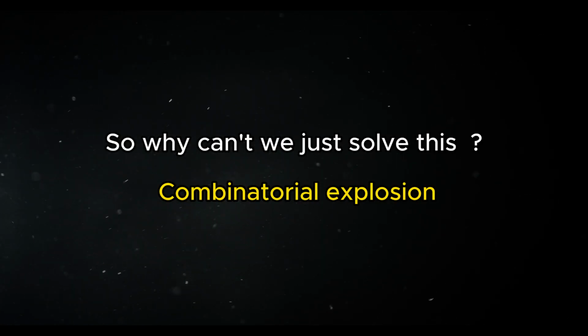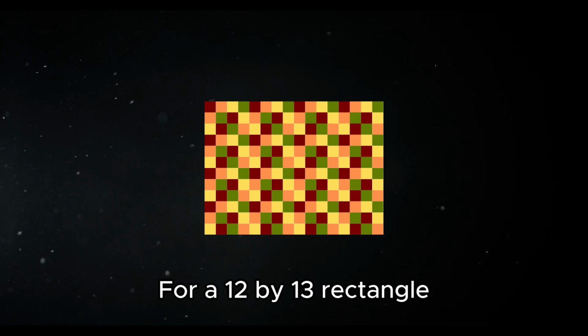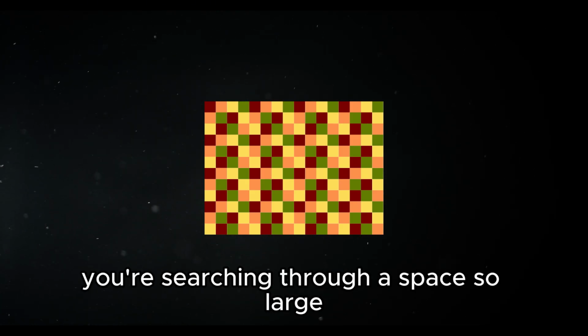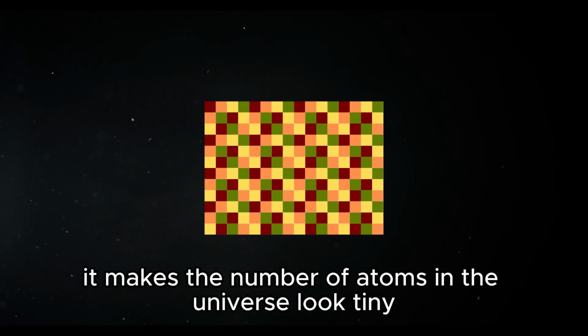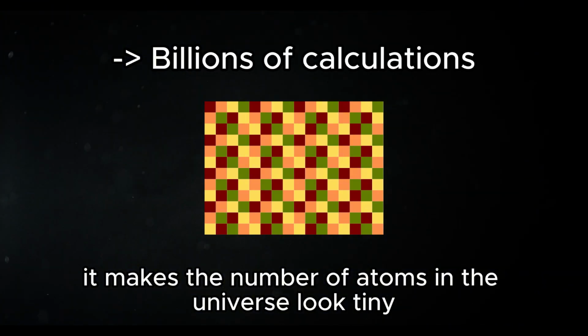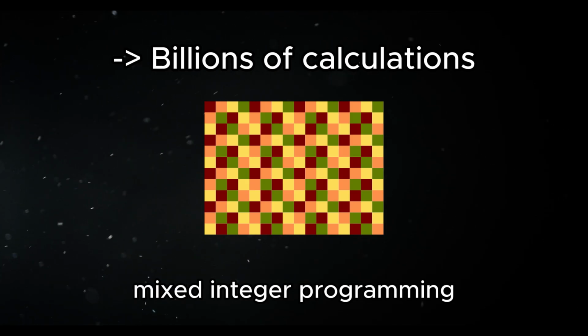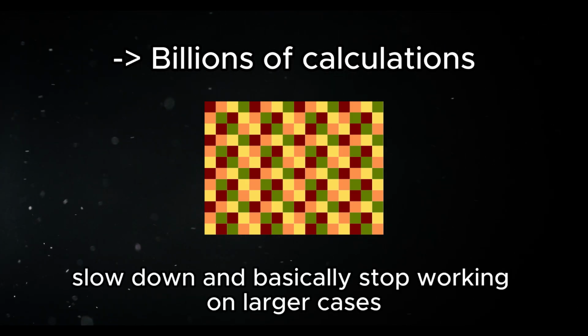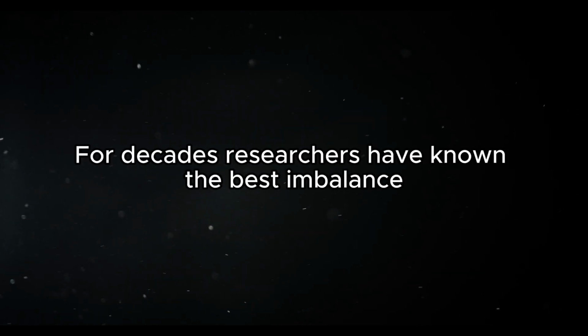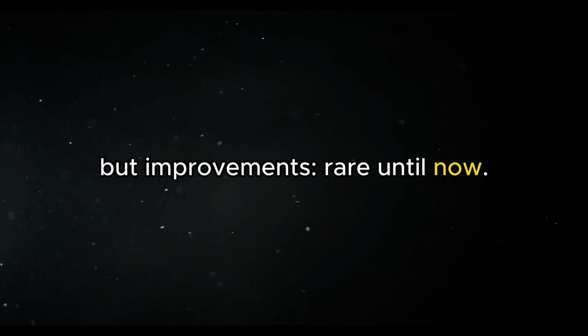So why can't we just solve this? Combinatorial explosion. For a 12 by 13 rectangle, you're searching through a space so large it makes the number of atoms in the universe look tiny. Traditional solvers, constraint programming, mixed integer programming, slow down and basically stop working on larger cases. For decades, researchers have known the best imbalance values for many configurations, but improvements? Rare. Until now.